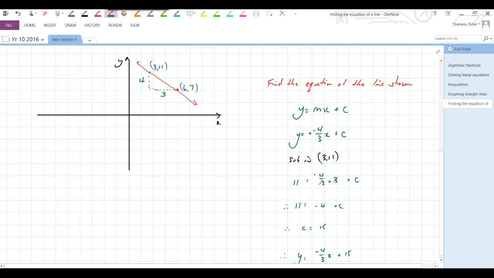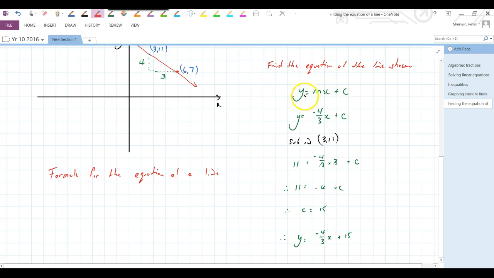So that's one option. The other option is to use quite a clever little formula for the equation of a line. I'm going to deliver this to you. So this is option 1, and this here is option 2. Option 1 is y equals mx plus c. Option 2 is use the formula for the equation of a line.